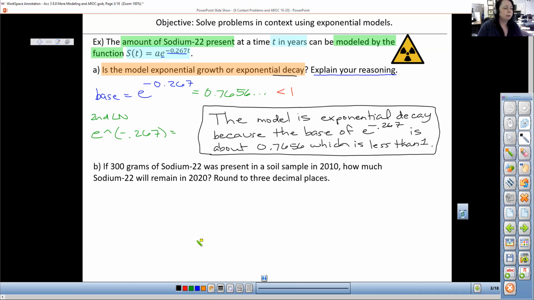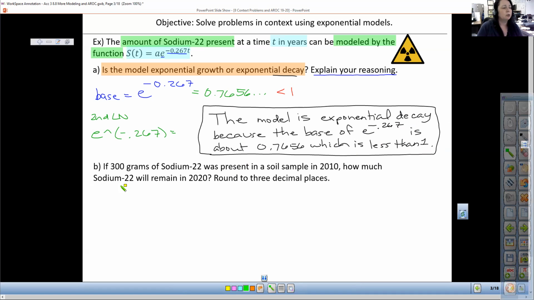All right, so part B here. If 300 grams of sodium-22 was present in a soil sample in 2010, how much sodium-22 will remain in 2020? Round to 3 decimal places. You don't need to know what sodium-22 is, but it is a radioactive isotope. And so this is why we have a decay model. So we start with a certain amount, and then over time, it decreases at an exponential decay rate.